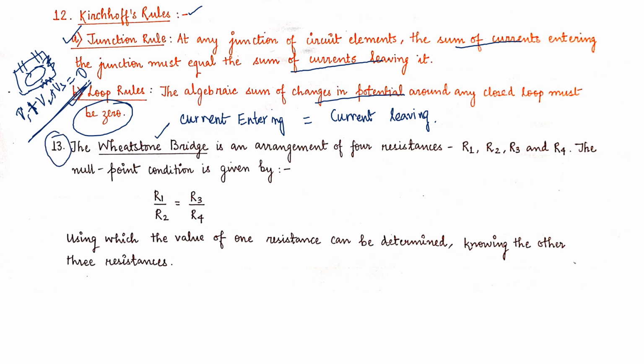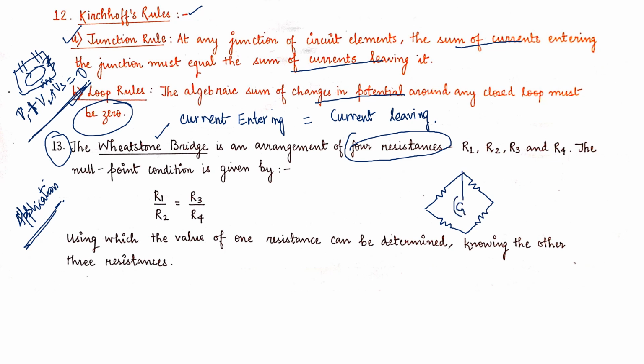Point number 13 is about the Wheatstone bridge. It's an application or an example of Kirchhoff's rules. It is an arrangement of 4 resistances R1, R2, R3 and R4. The diagram is like this. There is a galvanometer attached diagonally, and the other diagonal is connected to an external EMF source. If a situation arises when the current flowing through the galvanometer is 0, then this terminal is nullified and we will have R1 upon R2 equals R3 upon R4.